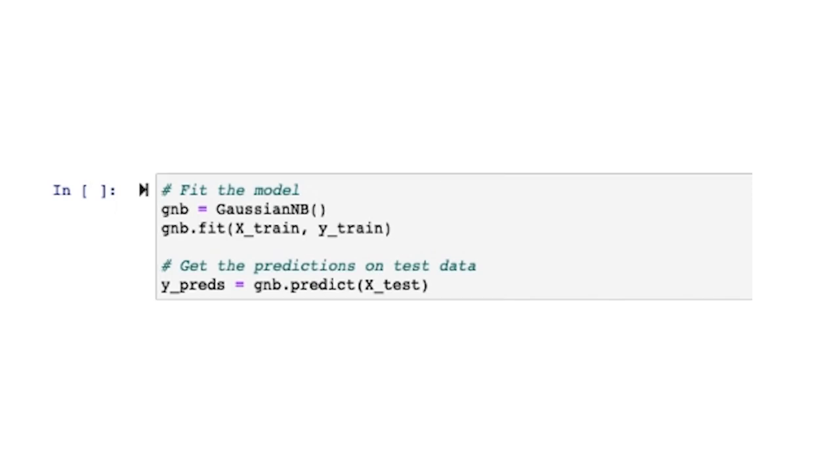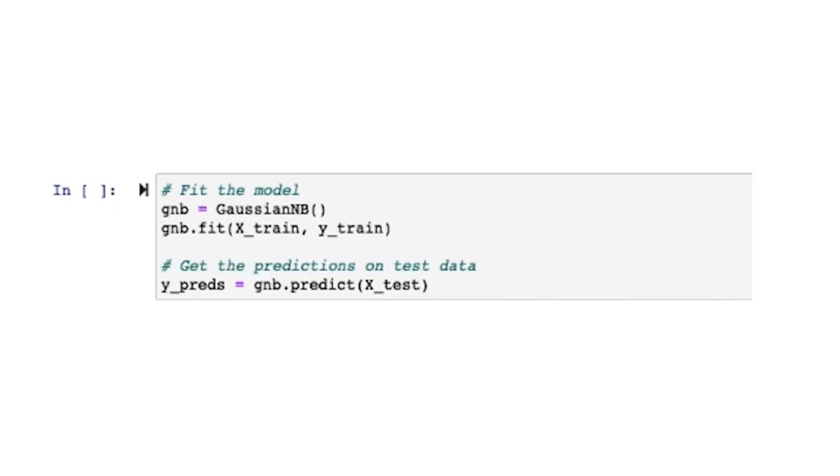First, we'll instantiate the Gaussian NB model, assigning it to a variable called GNB. Then, we'll fit it to the X and Y training data. Lastly, we'll use the predict method to use the model to make predictions on the X test data, assigning the results to a variable called YPreds.